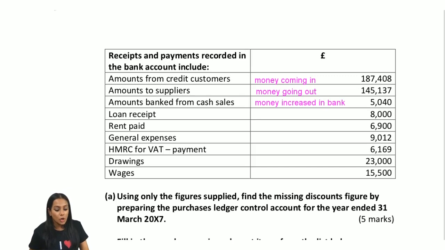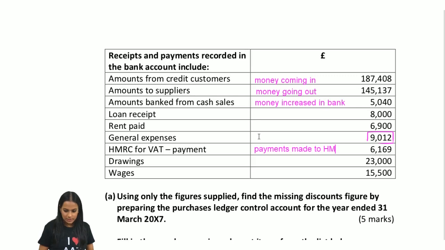We've got then loan receipts. So you've borrowed money, and if you receive the money, this will go to the bank account. Rent paid. If you pay for your rental expenses each period, this will reduce the amount in your bank account. General expenses. Remember, we're told the total general expenses was 9012. And we've got HMRC for VAT payment. So you have paid some money to HMRC. So payments made to HMRC.